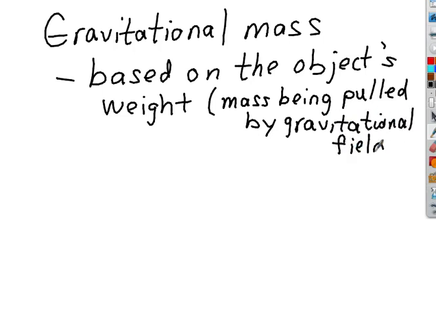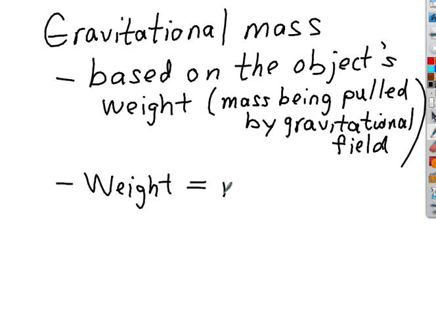And so there's really only one way to figure this out. If we're saying gravitational mass is based on an object's weight, what do we have to calculate? We need to calculate weight. We can find the gravitational mass, that would be this m right here that I'm underlining. That m would stand for gravitational mass, and it would be found by finding the weight of the object.